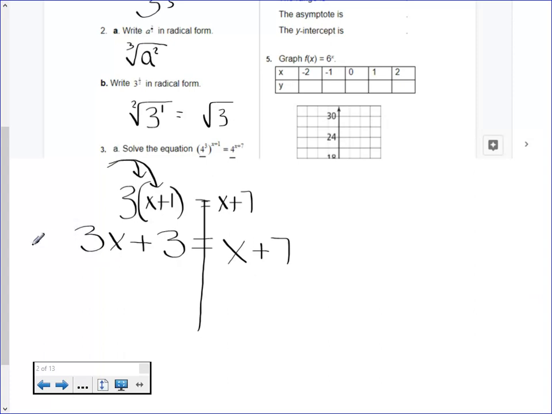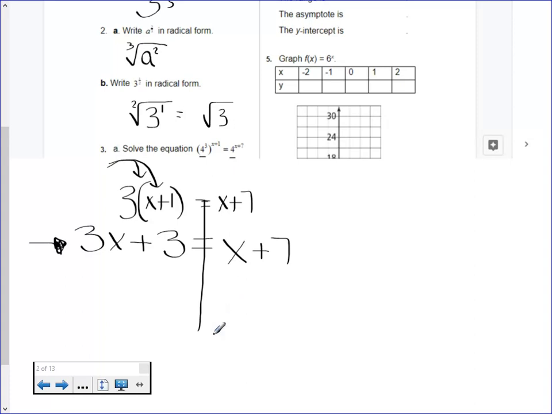This is something you may see on the 8th grade math test at the end of the year. That is solving an equation with a variable on both sides of the equal sign. 8th graders are expected to know how to do that. So there's a bunch of ways you could solve this.